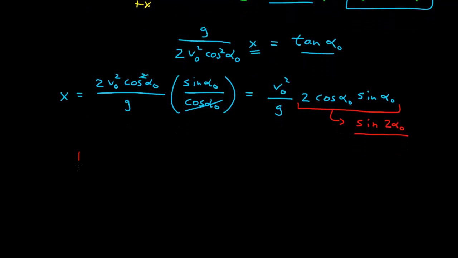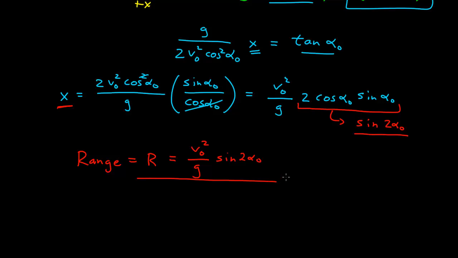So there we have it, our range, which is sometimes just called R, which is the distance in the x dimension given that the final y position is equal to the initial y position, is v naught squared over g times sine of 2 alpha naught. And from this is where you get the expression that this is maximized for alpha naught equals 45 degrees and other things.